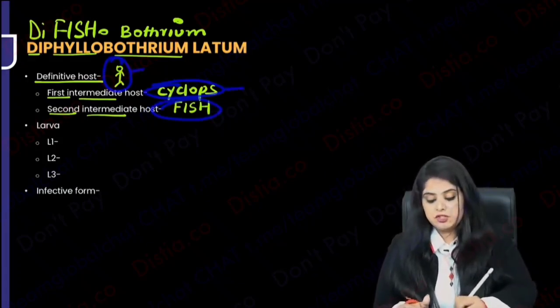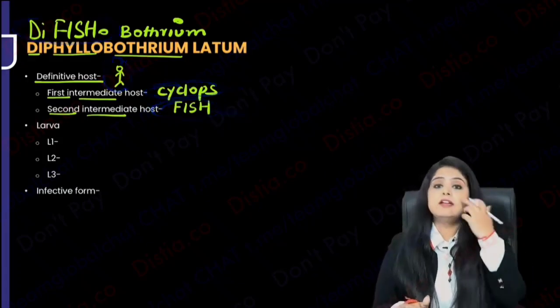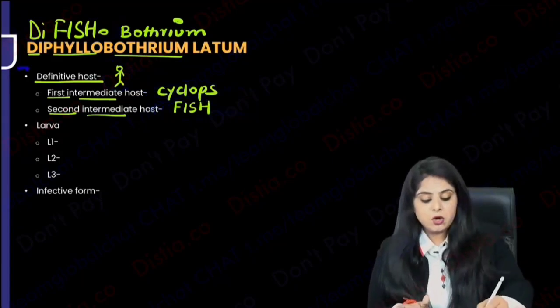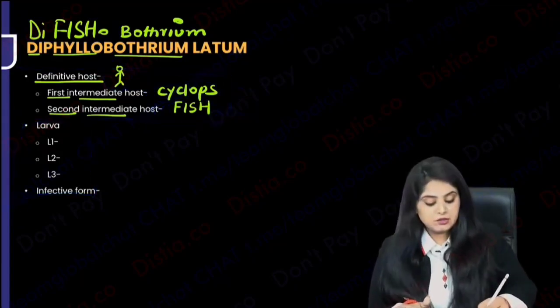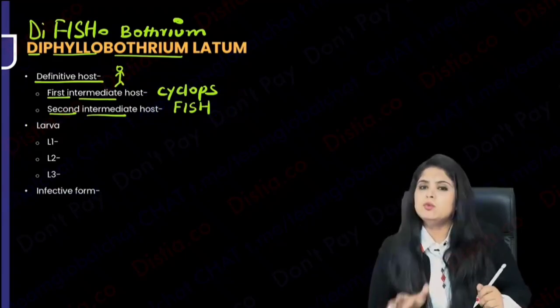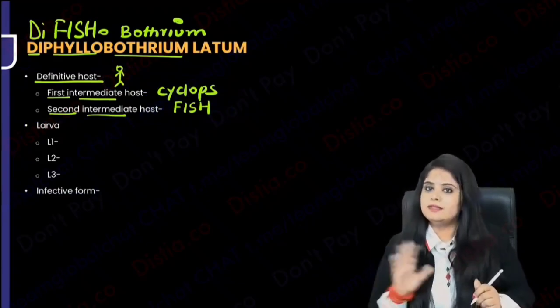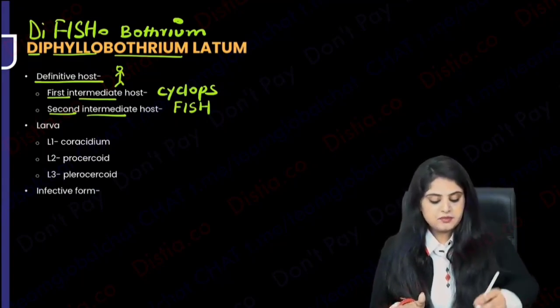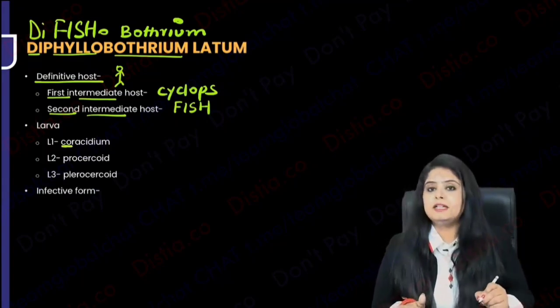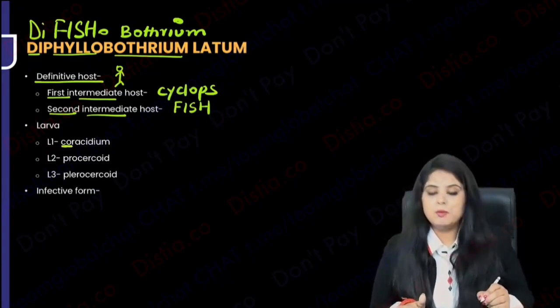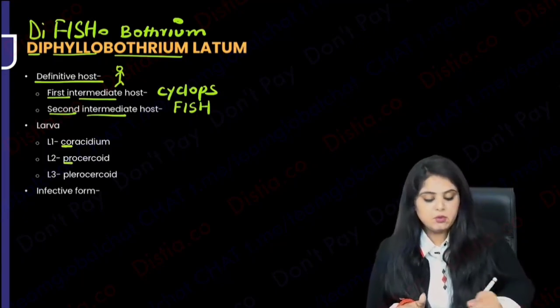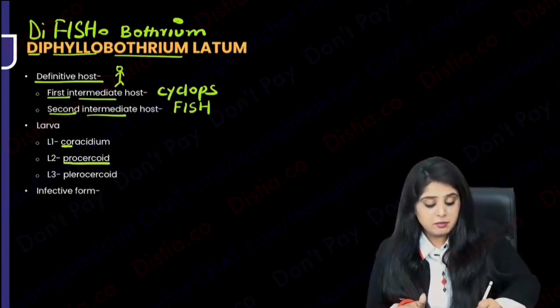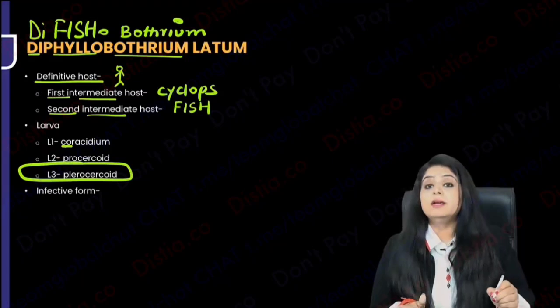So if there's a human and 2 fish, that is Diphyllobothrium latum. Because it has 3 hosts, it is also going to have 3 larvae. If you want to learn their names, L1, L2, L3 is the safe side. But if you want to learn their names, you number them alphabetically, CPP. So number 1 is Coracidium. Then procercoid, which can be skipped, but this L3 you have to learn.